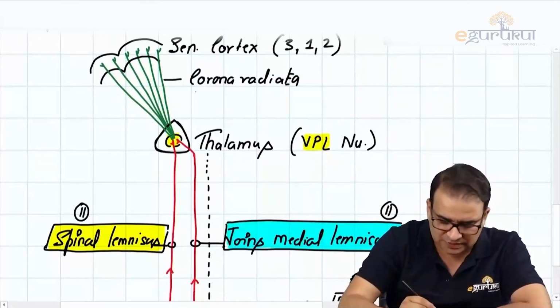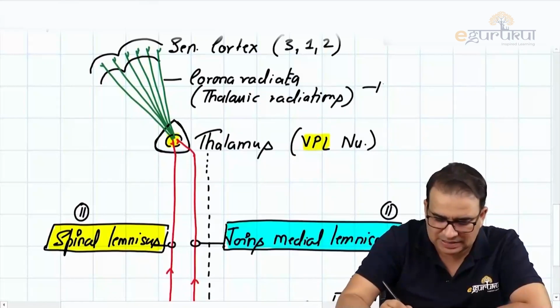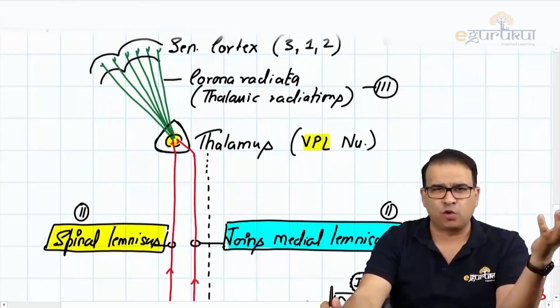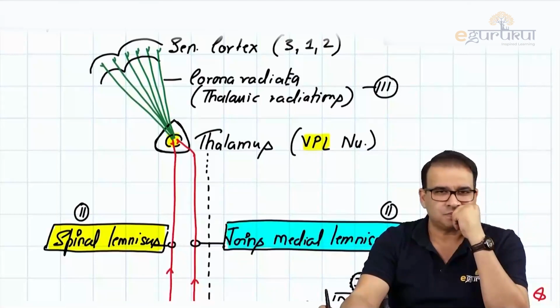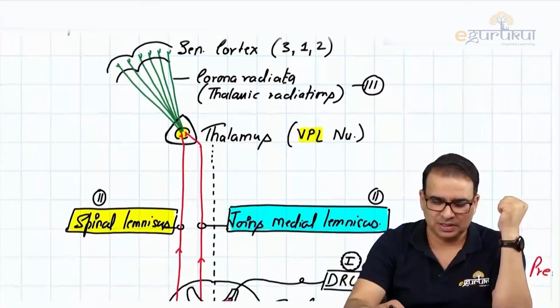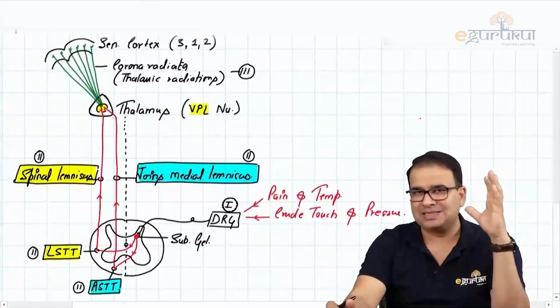more precisely, these fibers are called thalamic radiations, and that's our third order neuron. Thalamic radiation, which is a part of the corona radiata, is our third order neuron, the one projecting into the different parts of the sensory cortex. So guys, this is how the spinothalamic tract is going to reach its destination.